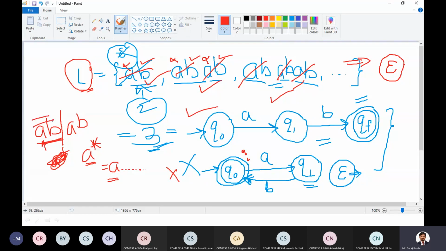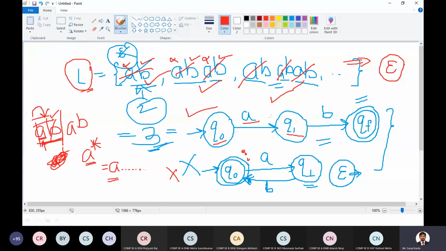But in our language, AB is a required input. A should be followed by B, and only for B should it go to the final state. So for A, it should be in some intermediate state. From the initial state on input A, it goes to the intermediate state Q1. On Q1, it accepts input B.